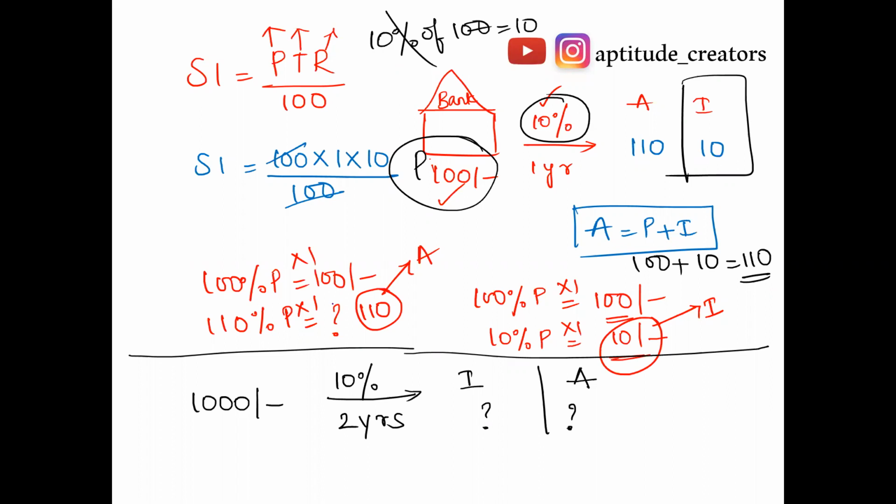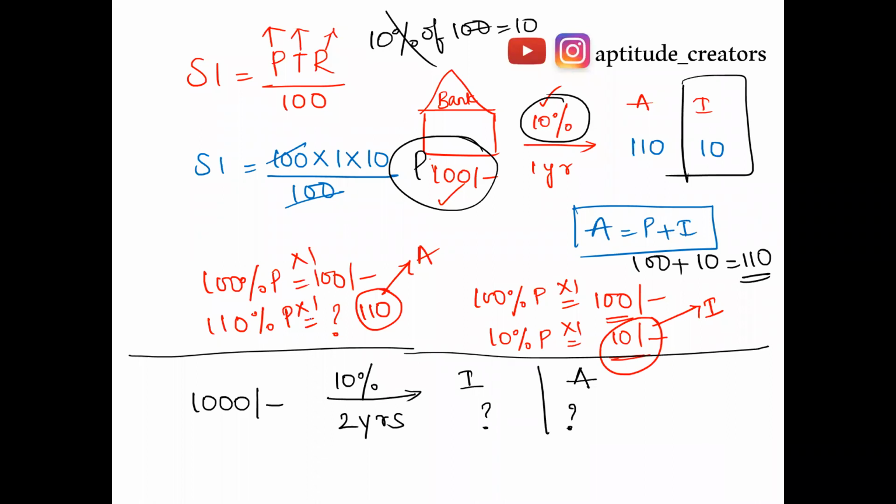Okay. 1200 is talking about what? Interest or amount? Total amount. Great. Interest is equals to 200.